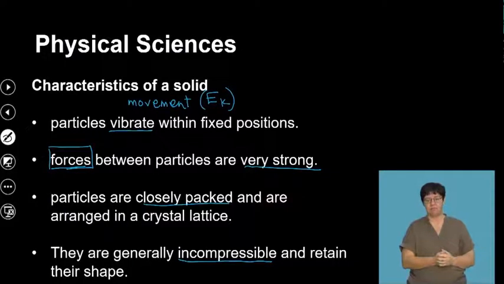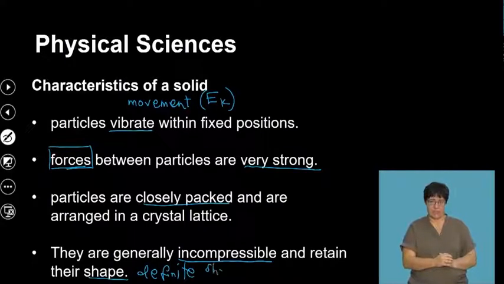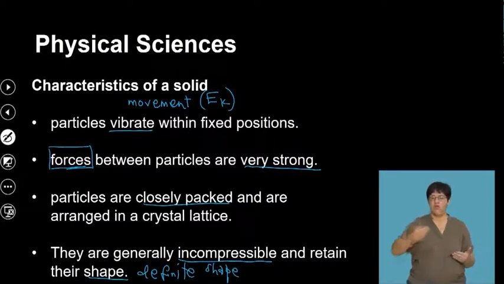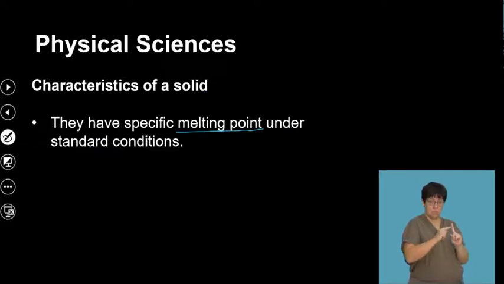Okay, so they retain their shape, then we'll say they've got a definite shape, right? So all solids have a definite shape. It can be regular or irregular. By regular, we mean it could be a block, it could be a prism. These are regular shapes. It can also be irregular, right? Now, the other property of a solid is that they have a specific melting point under standard conditions. So we are saying that a given solid material or substance will melt at a certain temperature. Okay, that's the long and short of it.